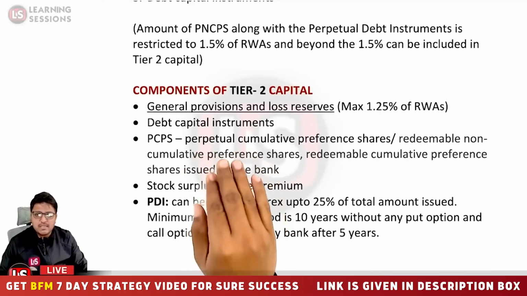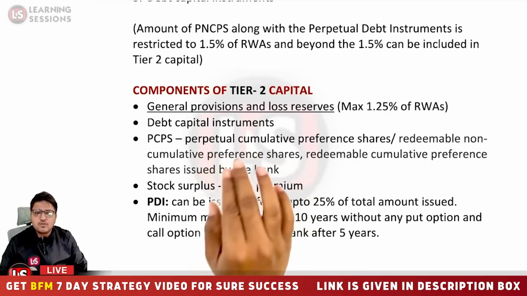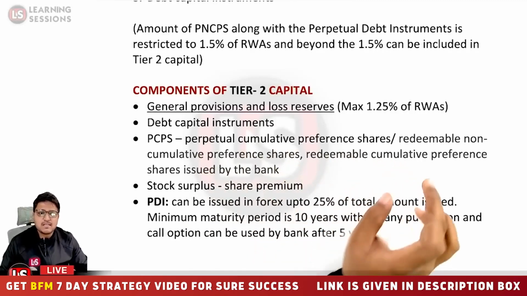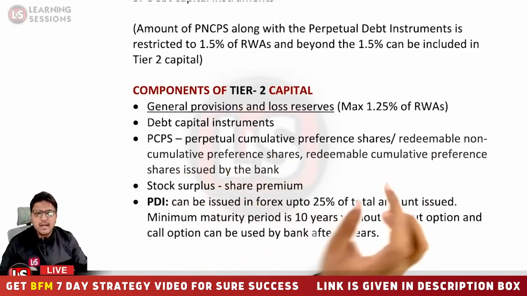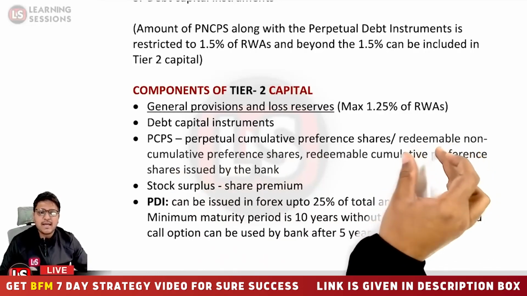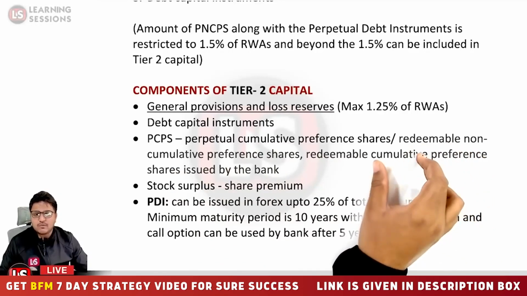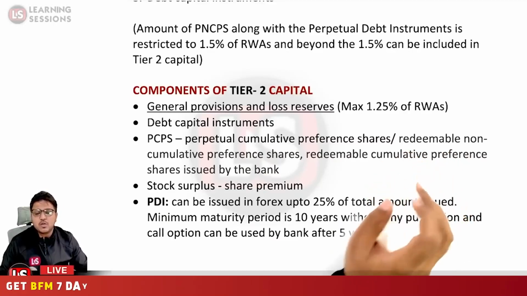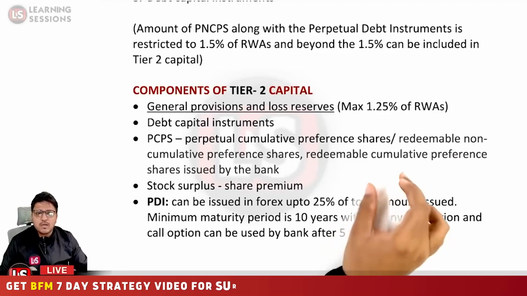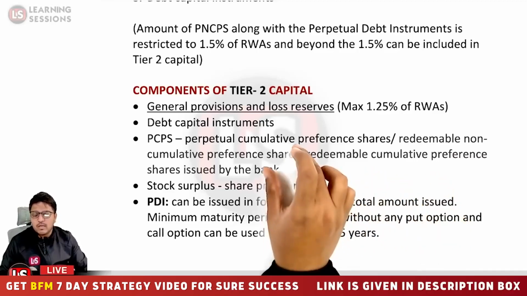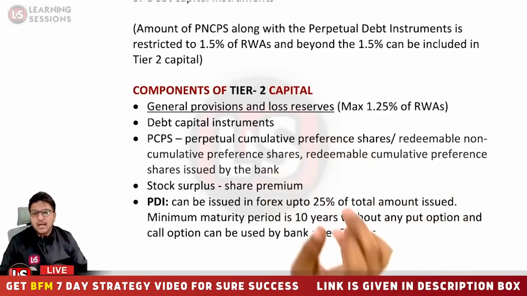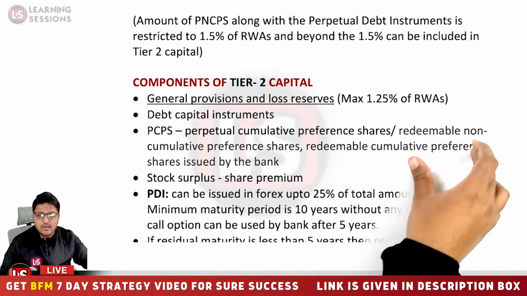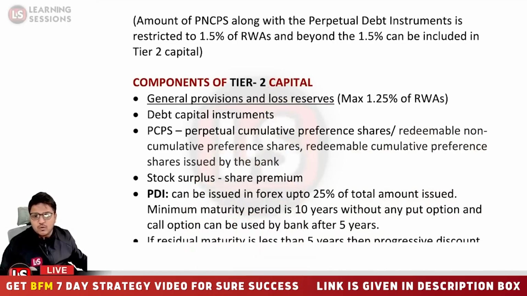PCPS, RCPS, that is perpetual cumulative preference shares, RCPS, that is RNCPS, that is redeemable non-cumulative preference shares. Redeemable means those shares which can be redeemed, which can basically be converted into the debt itself. So redeemable non-cumulative preference shares and redeemable cumulative preference shares issued by the bank will form the components of the tier 2 capital. And other than that, the stock surplus arising from these particular share types, if issued, will also form part of the tier 2 capital.